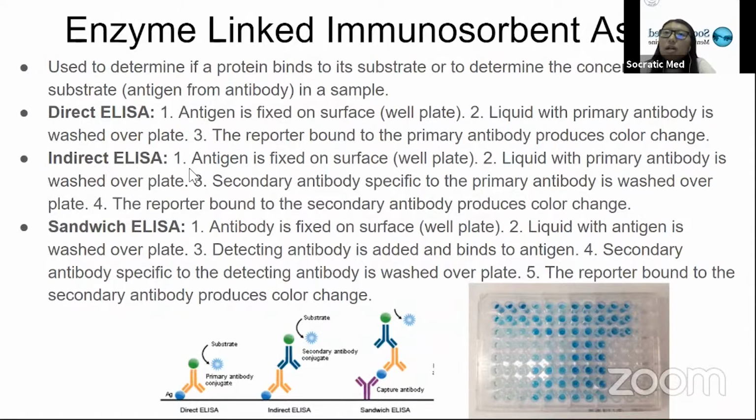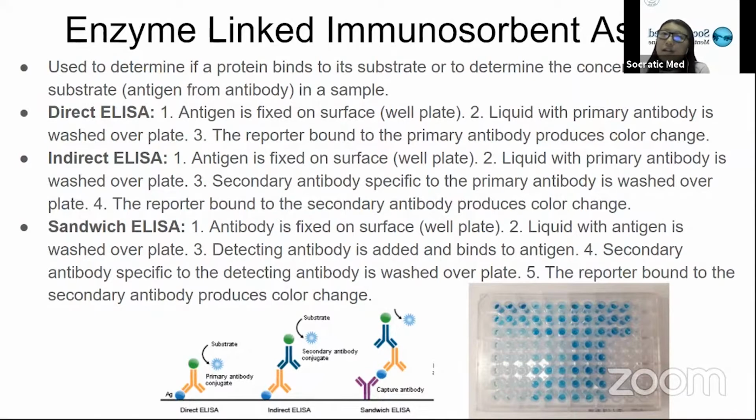Indirect ELISA is when first an antigen is fixed on the well plate like the direct one, except that we have an additional step. After we add the primary antibody over the plate, we also have a secondary antibody that's specific to the primary antibody, also washed over the plate. It ends up being the secondary antibody that has the reporter that produces a color change. So indirect just has that extra secondary antibody step.